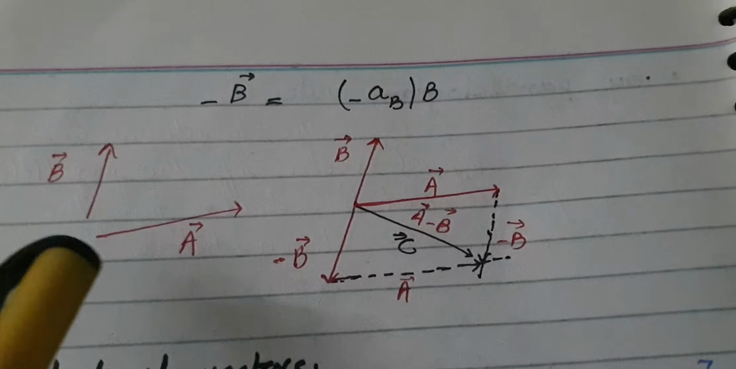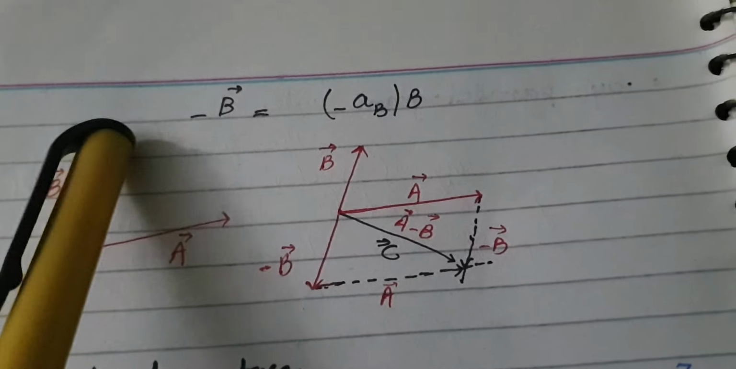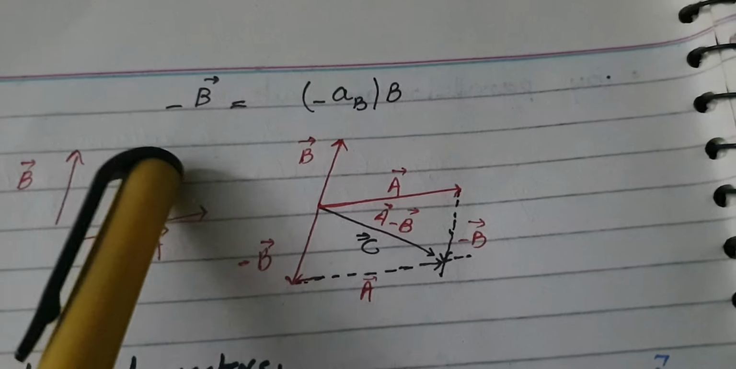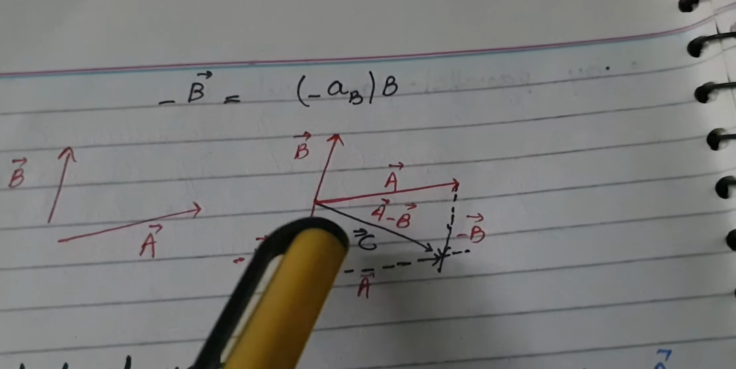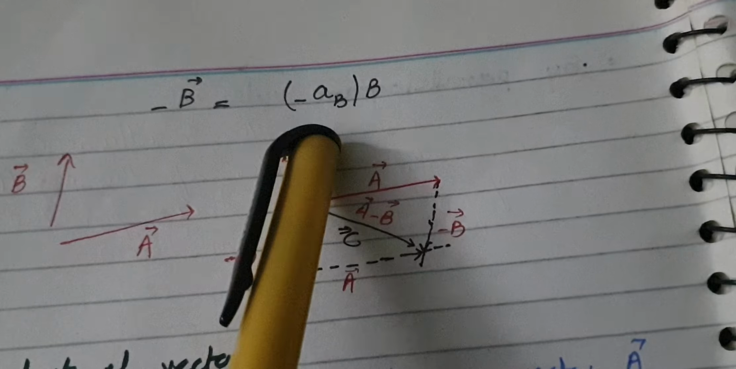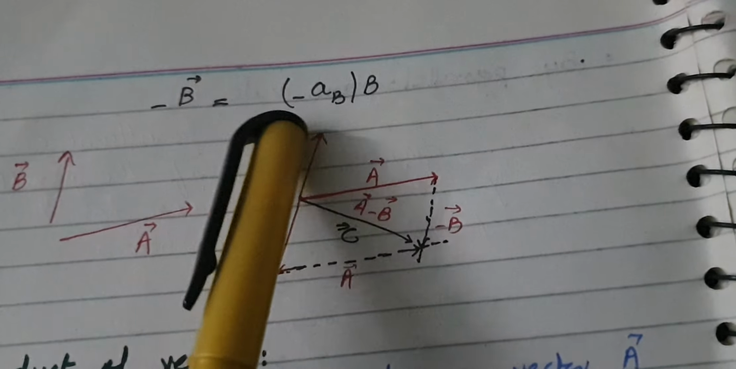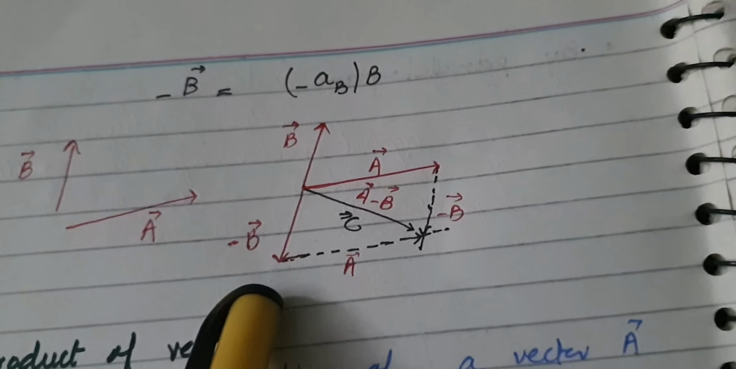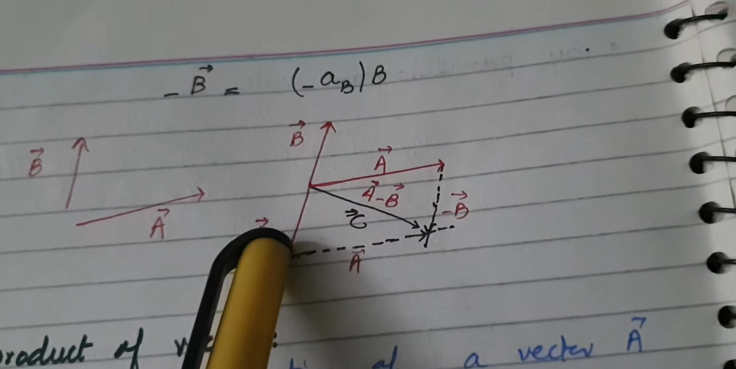As it can be seen over here, we have two vectors A and B, and I wanted to find A minus B, which is equal to C. So this is vector A and this is vector B pointing in this direction. The reverse of B can be drawn as over here. All right, so this is negative of B.